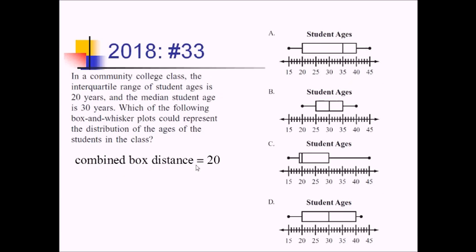So that's going to narrow it down to, we got choice A, B is too small, C is too small. Choice D is also a distance of 20, from 20 to 40 here. All right, moving on. They also said the median student age was 30 years. So that means that the middle line in our boxes is going to be 30. So choice A, the middle line here is 35, so that's not right. Choice D, our middle line was 30, so choice D it is.